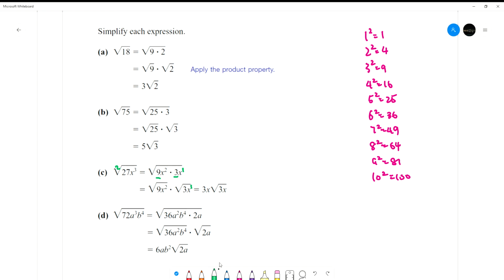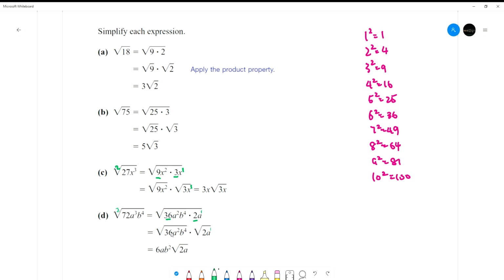Okay, let's try the next one. The next one we have is the square root of 72a cubed b to the fourth. And I see that the largest perfect square in 72 is 36, right? 36 times 2. So I look at my variables. Since this is a square root, I need this to be a squared b to the fourth. That leaves me a to the first left over here on the right side, right?